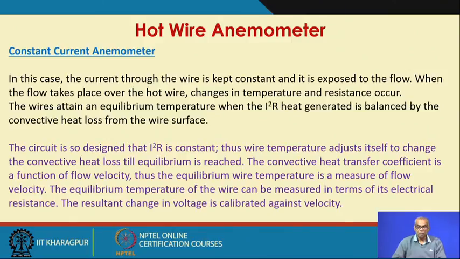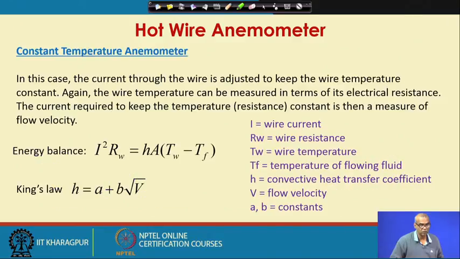The temperature or the equilibrium temperature of the wire can be measured in terms of electrical resistance, because if the temperature changes, resistance changes. So, I can measure the temperature by measuring the resistance using a bridge circuit using Wheatstone-Bridge principle. So, the resultant change in voltage can be now calibrated in terms of velocity.